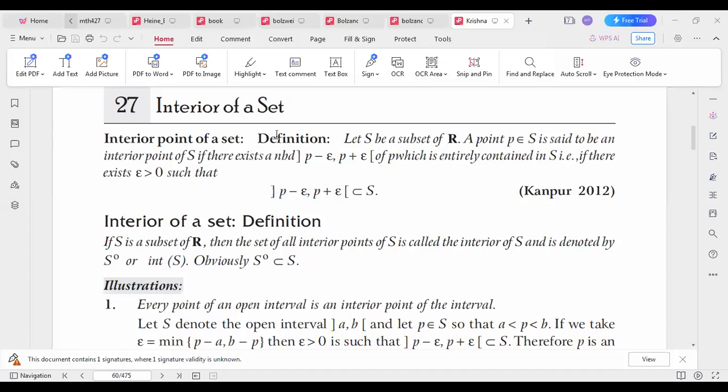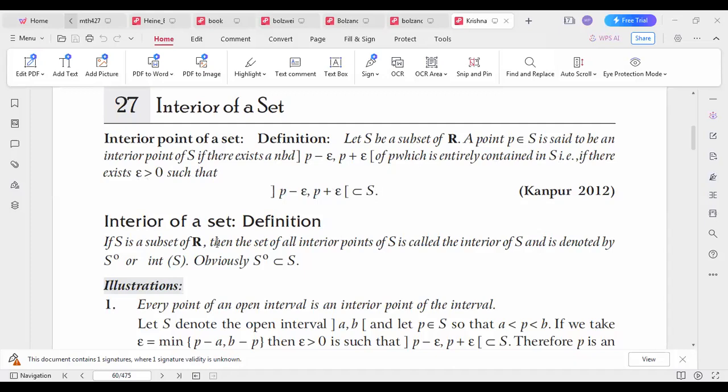Now what will be the interior of a set? Interior of a set. Let S be a subset of R. A point P belonging to S is said to be an interior point of S if there exists a neighborhood, an open interval (P minus epsilon, P plus epsilon) of P, which is entirely contained in S. That is, if there exists epsilon greater than 0 such that the open interval is contained in S.